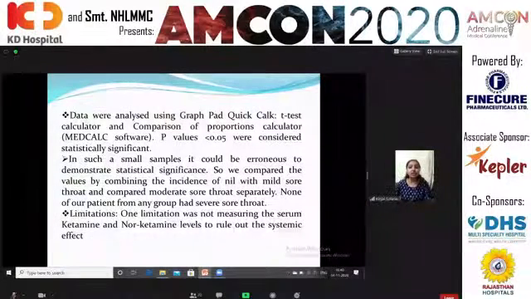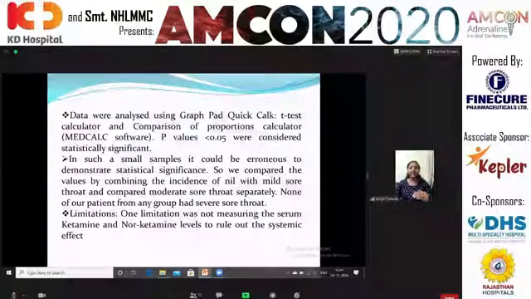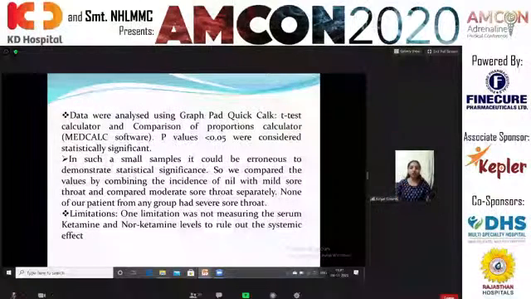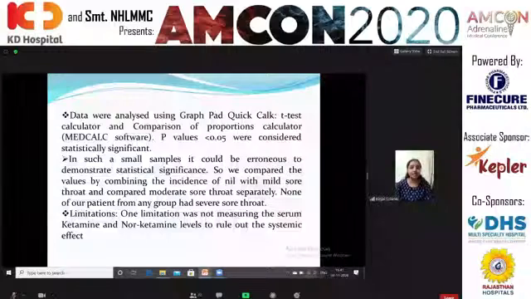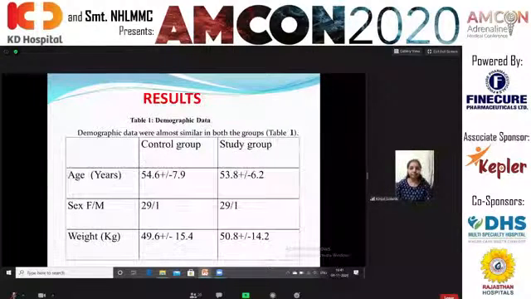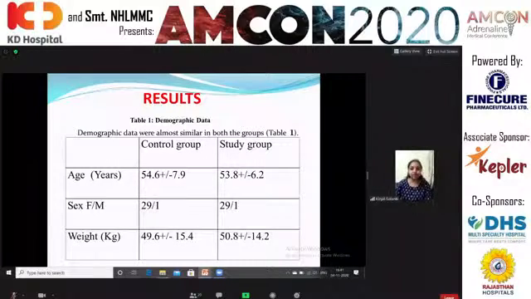It is very difficult to demonstrate statistical significance in a very small sample. So we compared the values by combining the incidence of nil with mild sore throat and nil with moderate sore throat. The only limitation of our study is not measuring the serum ketamine and norketamine levels to rule out the systemic effect. Coming to the results, the first slide is showing demographic data, which is comparable in both the groups.